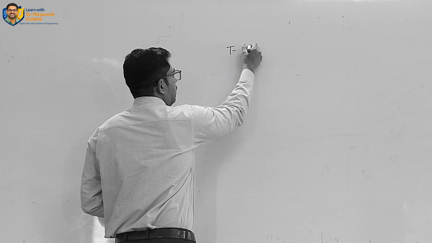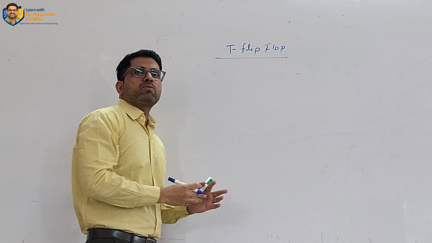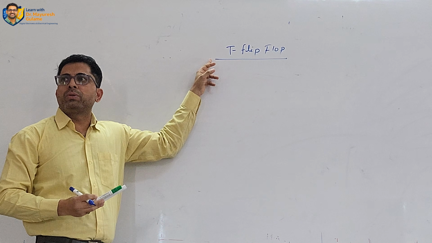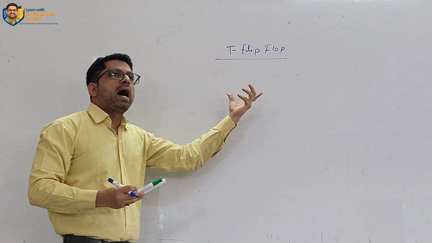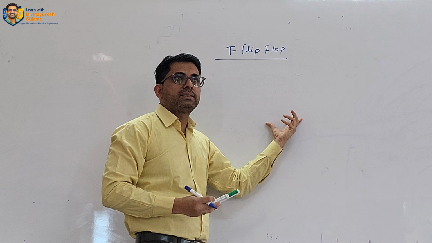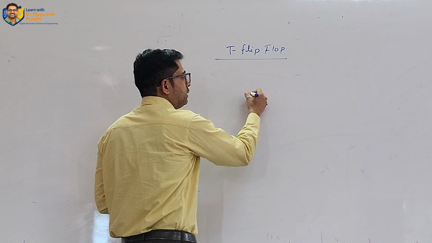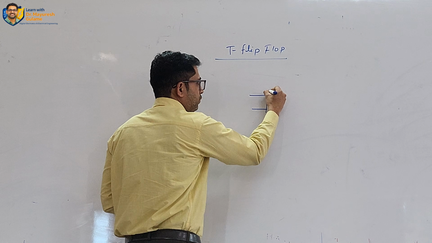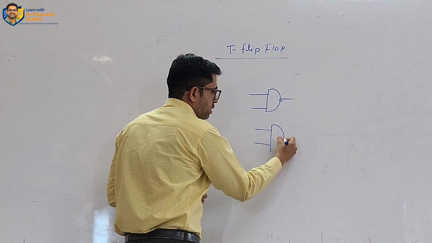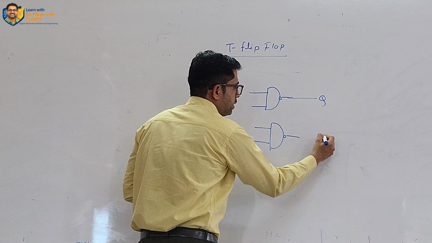Today's topic is the T flip-flop. T means what? Toggle. I have told you, students, that the main part of the construction of every flip-flop is the latch. So what is the diagram of a latch? With the help of NAND gates, we construct a latch. So this is Q, this is Q bar.